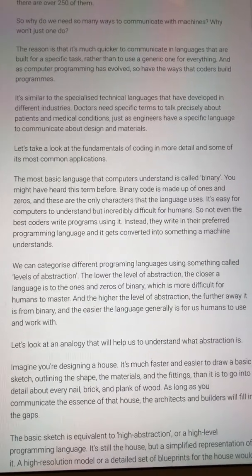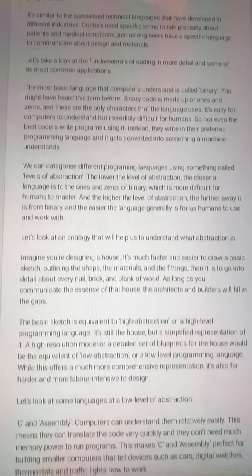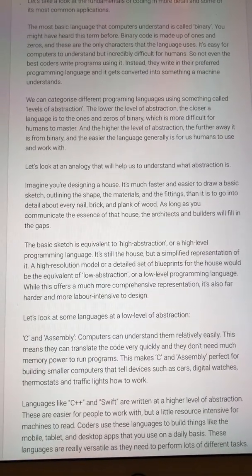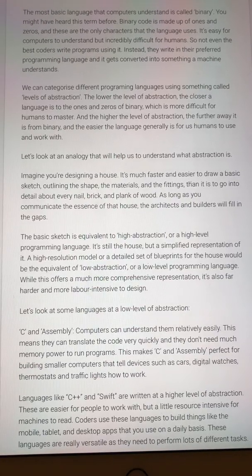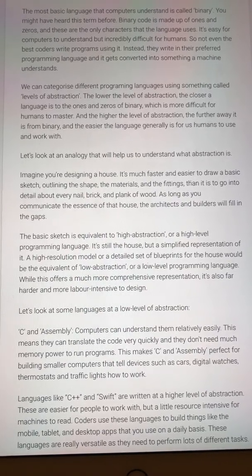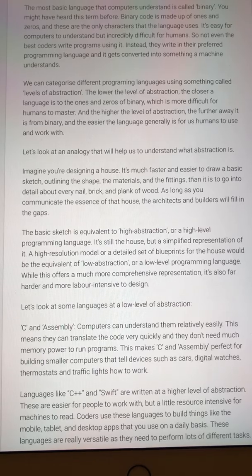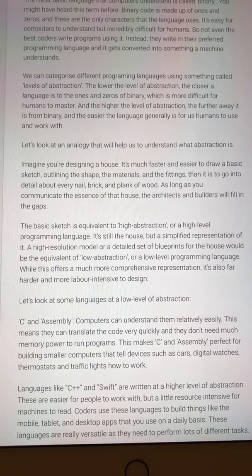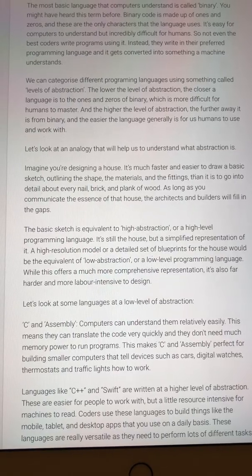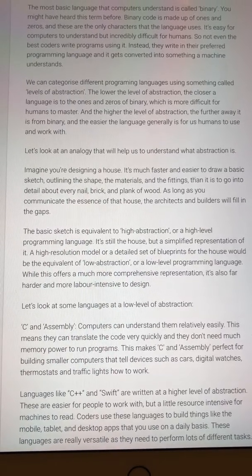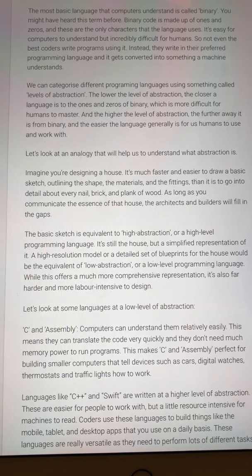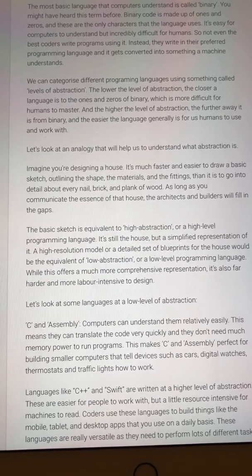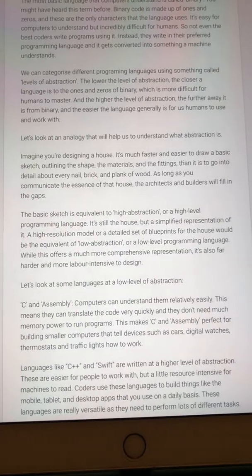We can categorize different programming languages using something called level of abstraction. The lower the level of abstraction, the closer a language is to the ones and zeros of binary, which is more difficult for humans to master. And the higher the level of abstraction, the further away it is from binary, and the easier the language generally is for us humans to use and work with. Let's look at an analogy that will help us understand what abstraction is.